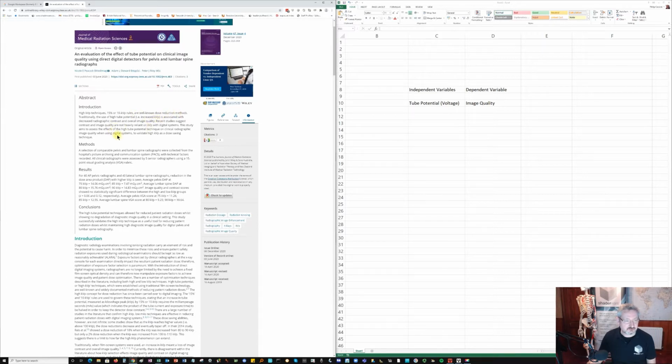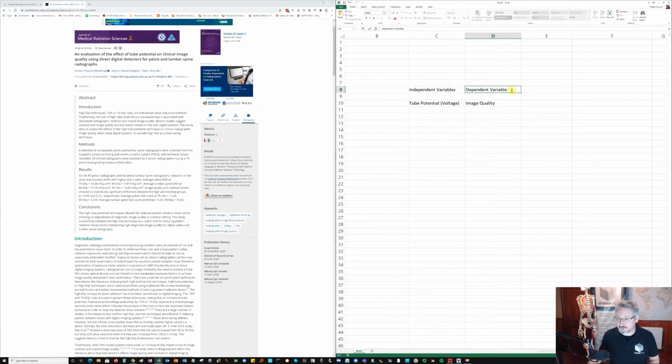And then if we do scroll down a little bit, it says that they're looking at pelvis and lumbar spine radiographs, and they're looking at reduction for AP pelvis, reduction dose area product with high KVP is seen. And so they look at dose area product as another dependent variable for radiation dose. So dependent variables, yeah.